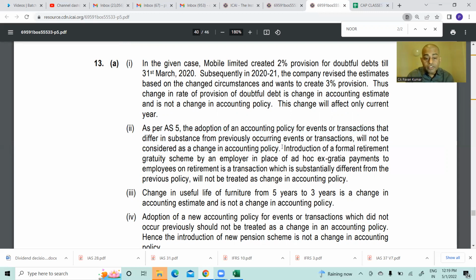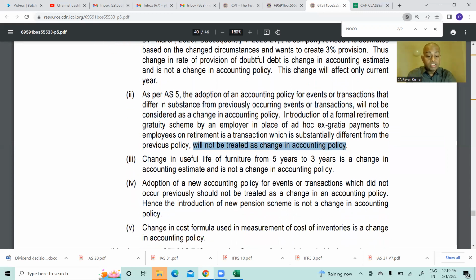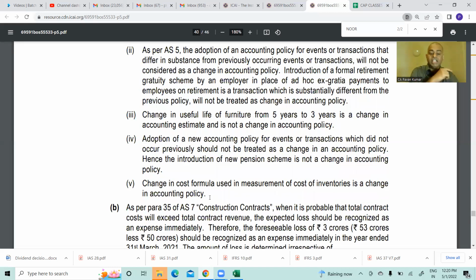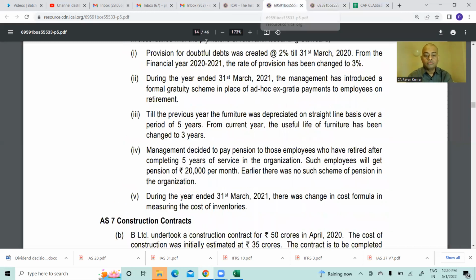Now, introduction of a formal retirement gratuity scheme by an employer in the place of ad hoc ex gratia payments will not be treated as a change in accounting policy. We have discussed. 3, change in useful life. It is not a change in accounting policy. It is a change in accounting estimate. 4, adoption of new accounting policy is not a change in accounting policy. 5, this is a change in accounting policy. Change in cost formula is a change in accounting policy. So 1, 2, 3, 4, no. 5, yes.